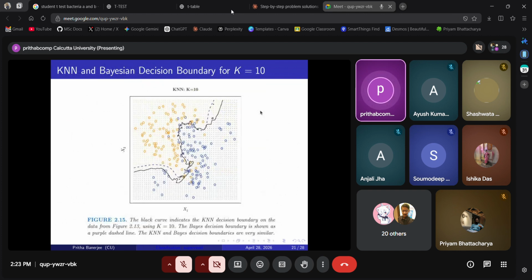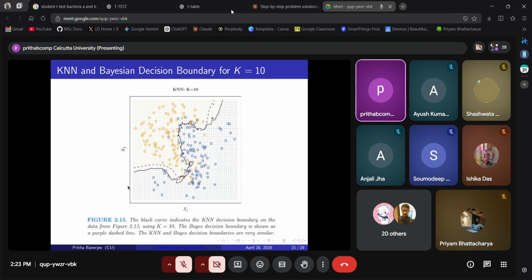So k equal to 10 is not a very bad value. You see over here, this dashed line is the Bayesian boundary, and the KNN boundary is this black solid line. Dashed line is Bayesian and this solid line is KNN. So what you will see is that they are not very far from each other.